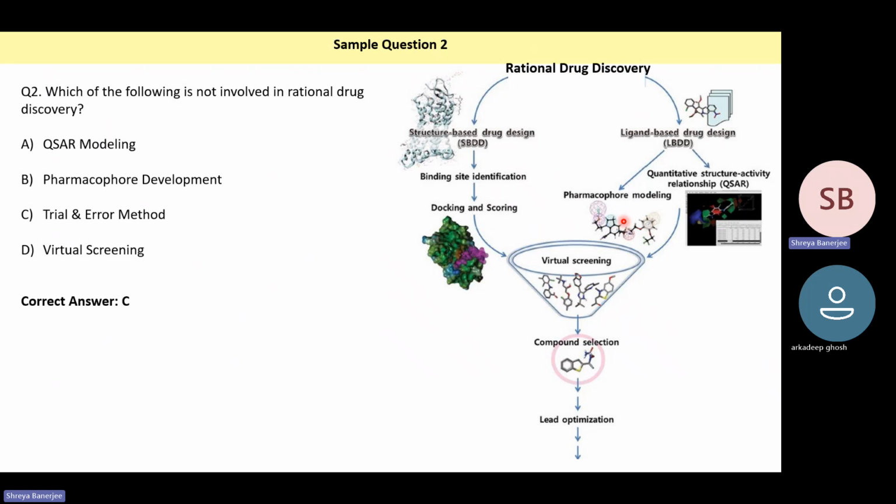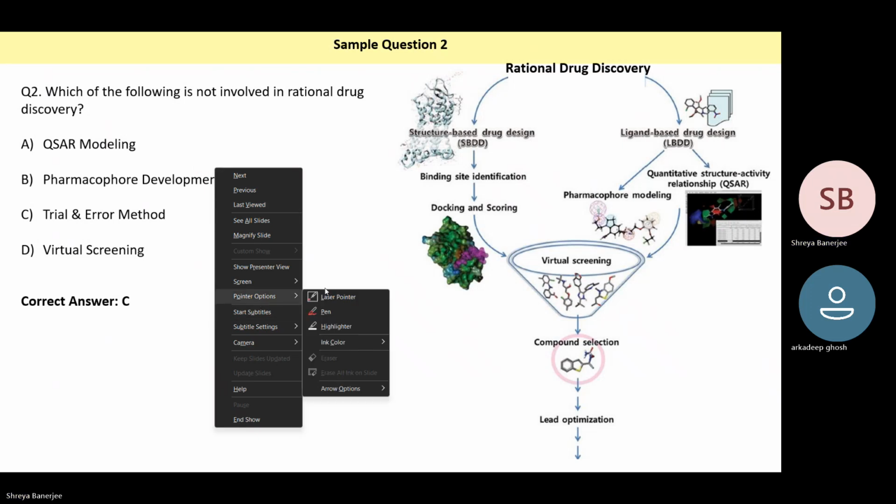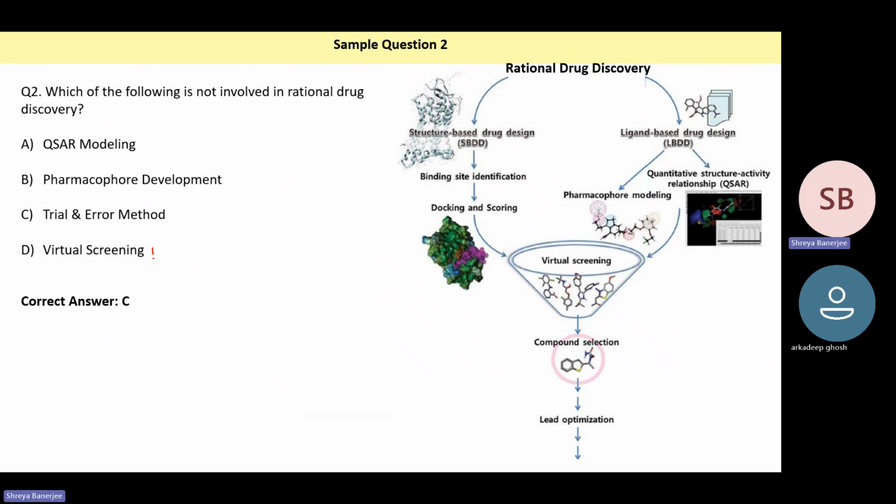So suppose we know that the ligand must have two carbonyl groups, one OH group, one aromatic moiety, and so on. And then these fragments are linked and joined together. That is pharmacophore modeling. So you can see this is a rational drug discovery method. This is also a rational drug discovery method.